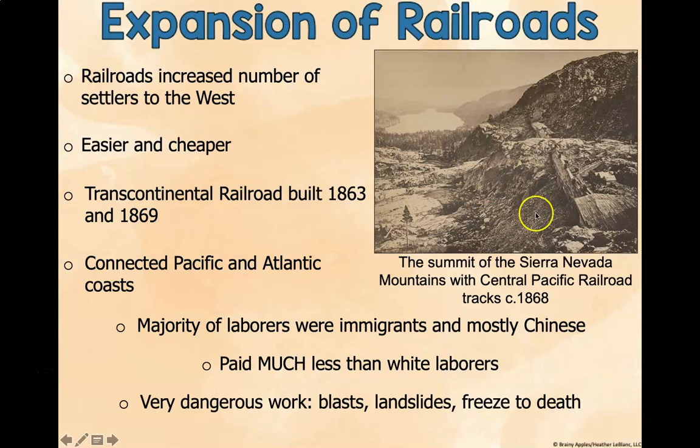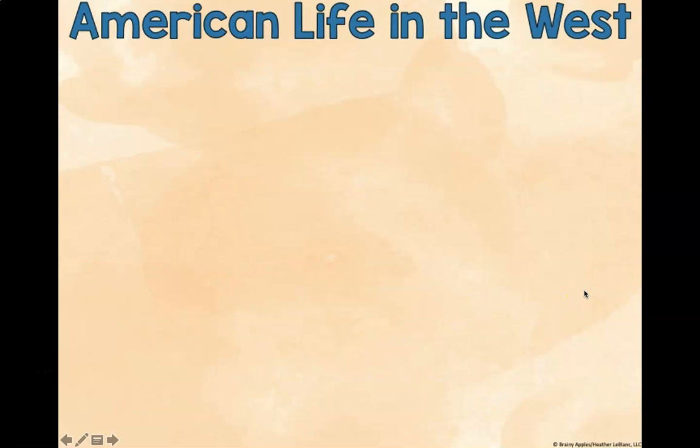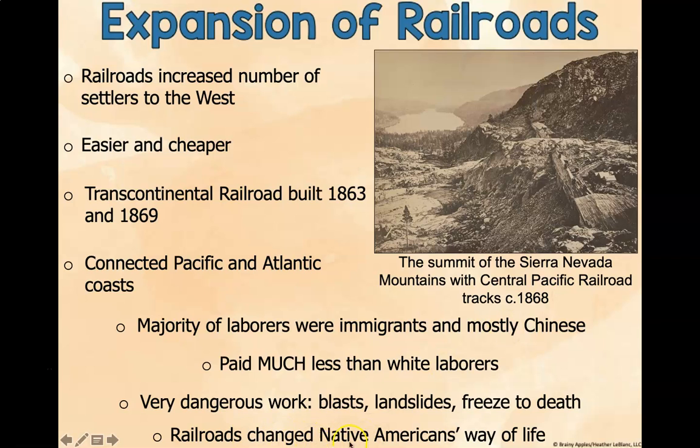So this is a picture of the summit. The summit is the very top of the Sierra Nevada mountains with the Central Pacific Railroad tracks. Okay. Also, down at the bottom, railroads changed Native Americans' way of life.